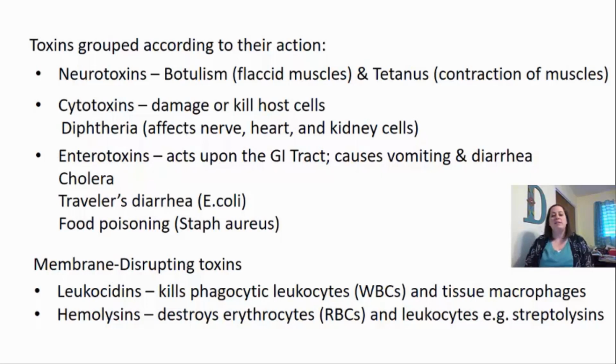We have hemolysins as well, which destroy erythrocytes, which are red blood cells. They also can destroy some leukocytes. An example of this is streptolysin. So they can actually get rid of red blood cells and some white blood cells. Now the issue here though is if you don't have a lot of red blood cells circulating, they're not carrying oxygen, so this can cause the individual to also become anemic.